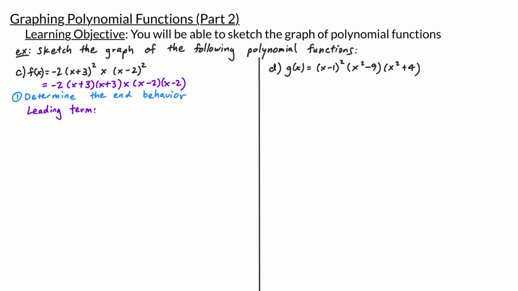To find the leading term, we want to multiply together the term with the highest power of x in each of our factors. So that's going to be the -2 times x times x times x times x times x. So altogether, that gives us -2 x to the 5th power. So what this means is that our polynomial function will behave more and more like -2 times x to the 5th power when we trace our graph to the right and when we trace our graph to the left.